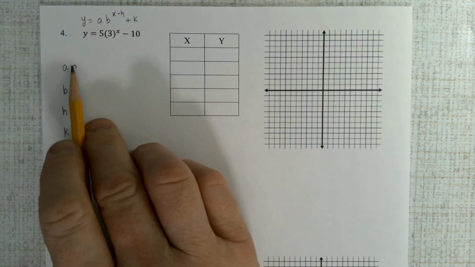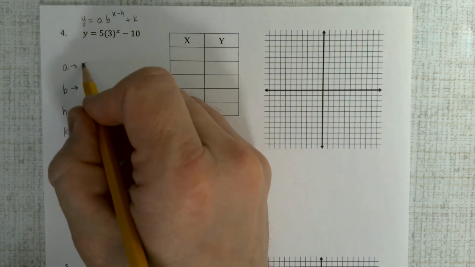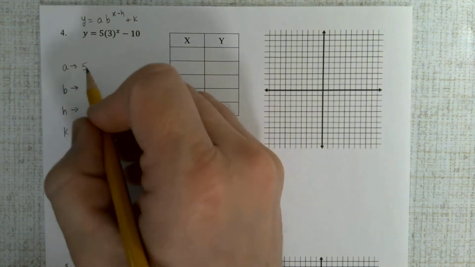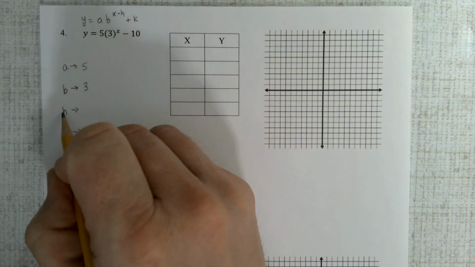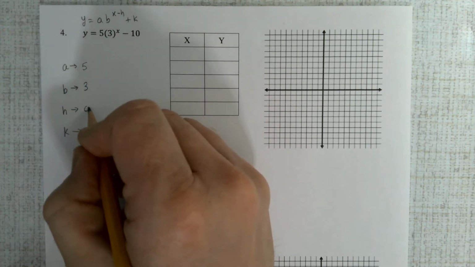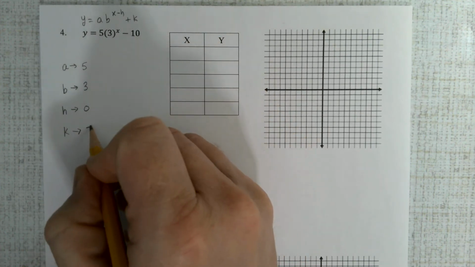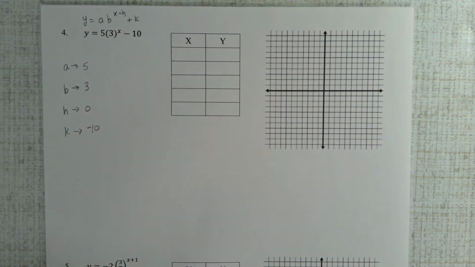Alright, what is the A value here? Well, it's 5. It tells us something about the graph. The B value is a 3. The H value is a 0. And the K value is a minus 10. So now that we have those, we can talk about the graph.